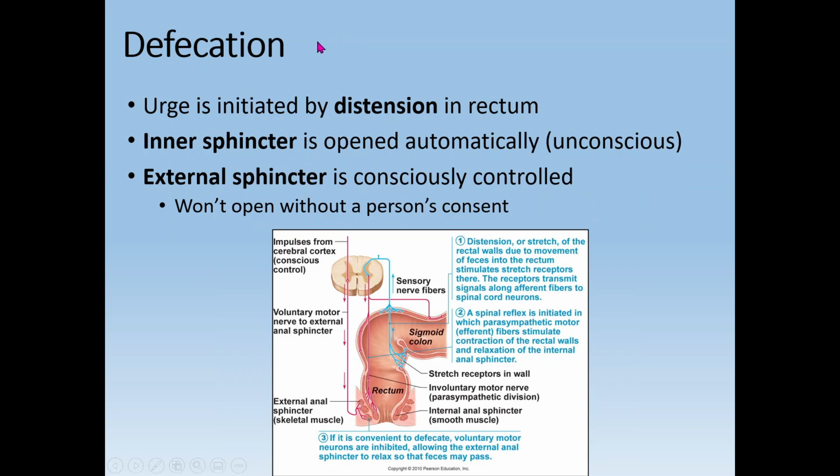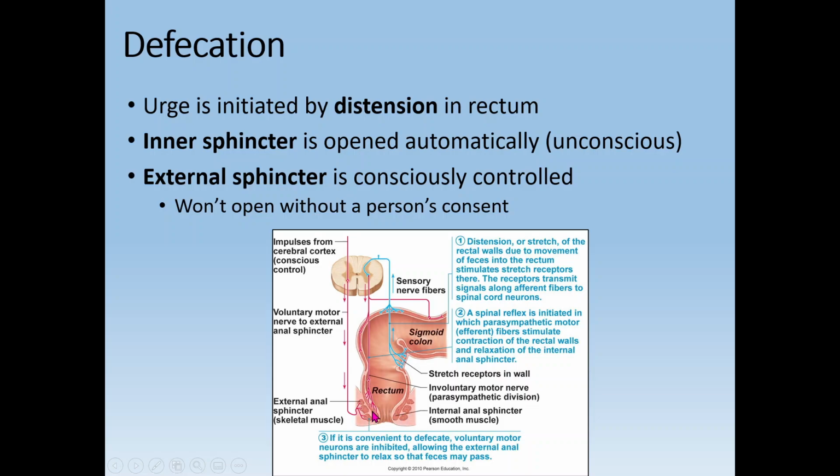So once we have created feces, and feces has made it all the way through the large intestine, through the sigmoid colon, it enters into the rectum. Having entered into the rectum, it causes that tissue to stretch. That's what distension means. It's just stretching. And that stretching is going to trigger your series of sphincters to react. You have an inner sphincter and an external sphincter. These are going to be surrounding the anus.